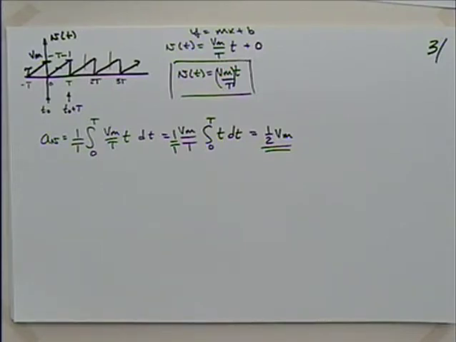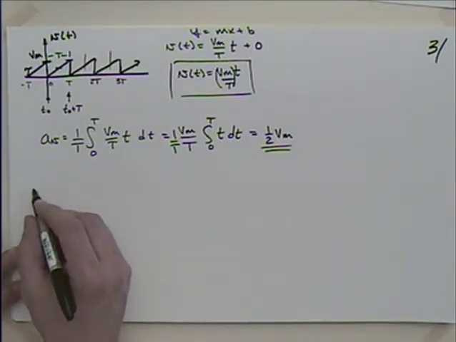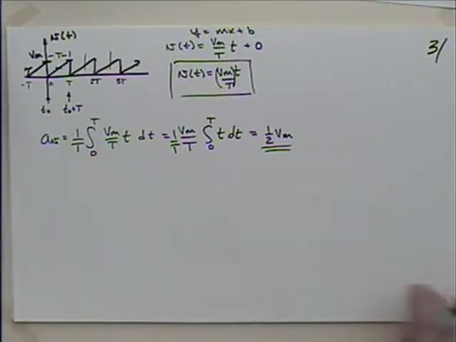Unfortunately, a sub k and a sub n, or b sub k and b sub n, are not going to be so easy. So we'll go ahead and get started with that. Questions with the average value? Everyone's okay? Good.